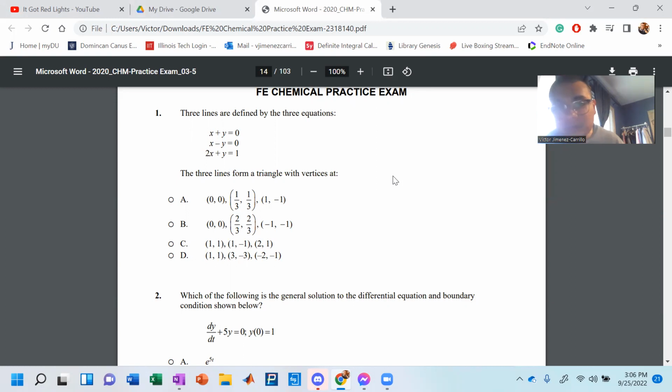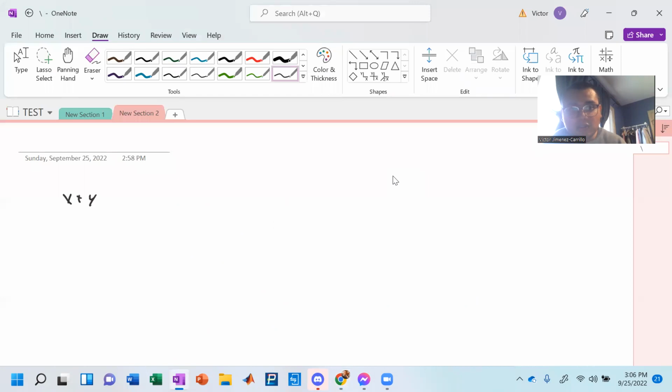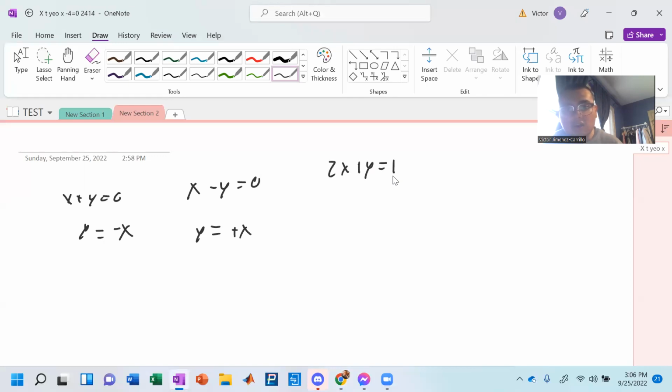But with that said, it's time to get started. The first question says there's three lines defined by three equations. You see all three equations here. So what's the simplest form of doing this? Well, you take all three equations. You see x plus y equals 0, you turn that into y equals negative x. You see x minus y equals 0, and you turn that into y equals positive x. And you also see 2x plus y equals 1, and you can just turn that into y equals negative 2x plus 1. And then there's two ways of going about this.